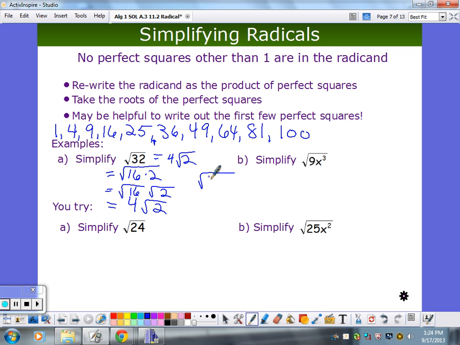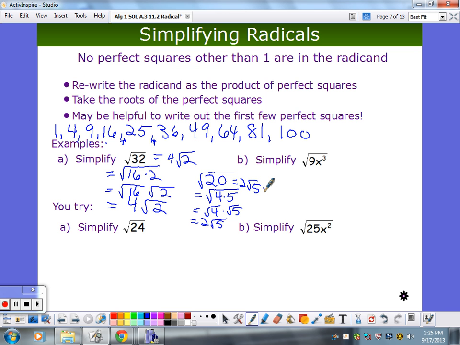The square root of 20. Are there any perfect square factors of 20? Well, let's look. Where's 20 on here? 20's over here someplace. Is 16 a factor of 20? Is 9 a factor of 20? What's the square root of 4? 2. Square root of 5. Are there any perfect squares hiding in there? No. So the square root of 20 is 2 square root of 5.